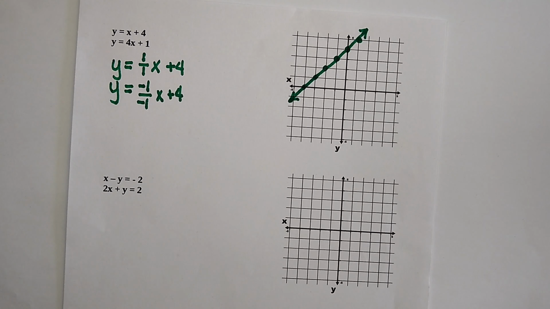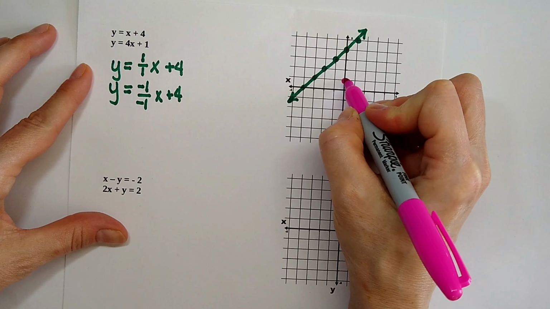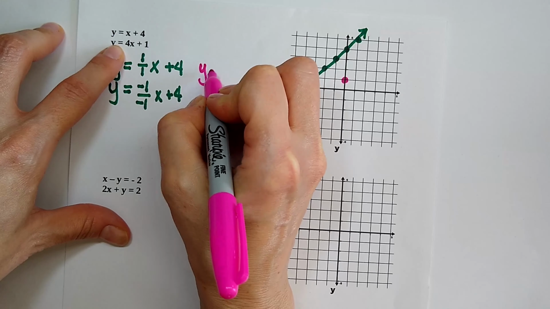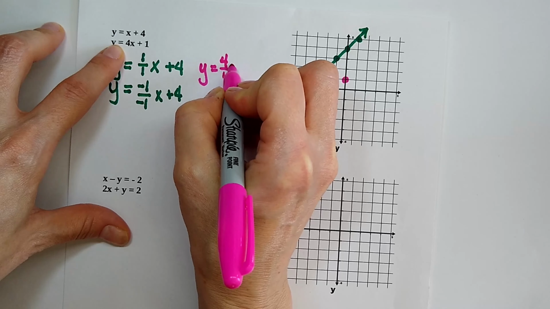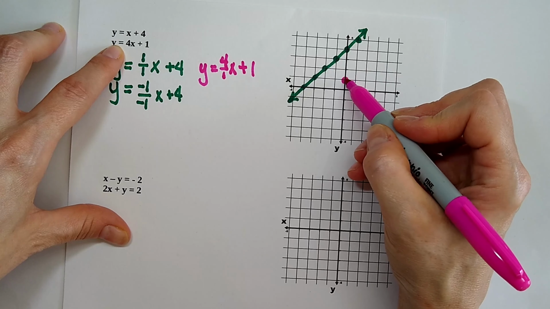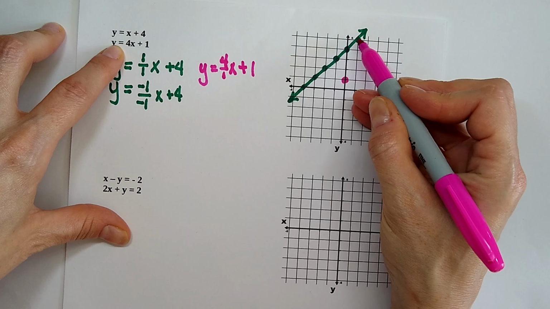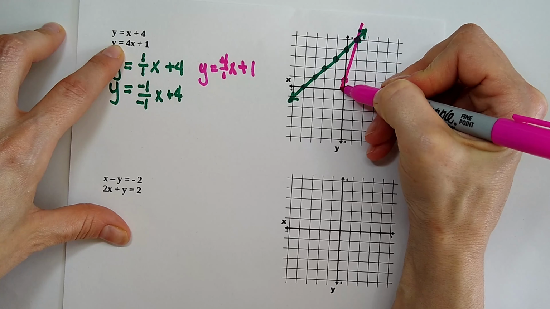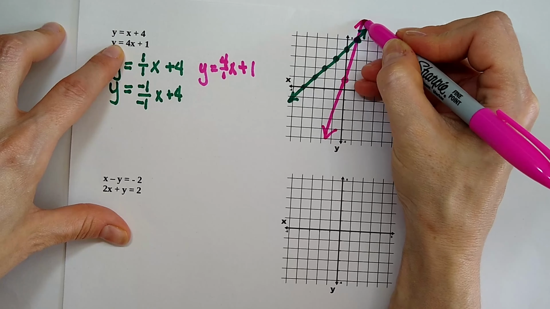The second line, y equals 4x plus 1, starts at the +1 on the y-intercept. The slope is 4 over 1. Y equals 4 over 1, x plus 1. So I'm going to go up 4, 1, 2, 3, 4 over 1. And we can already see where they intersect, so I'm not going to bother putting any more points on there.